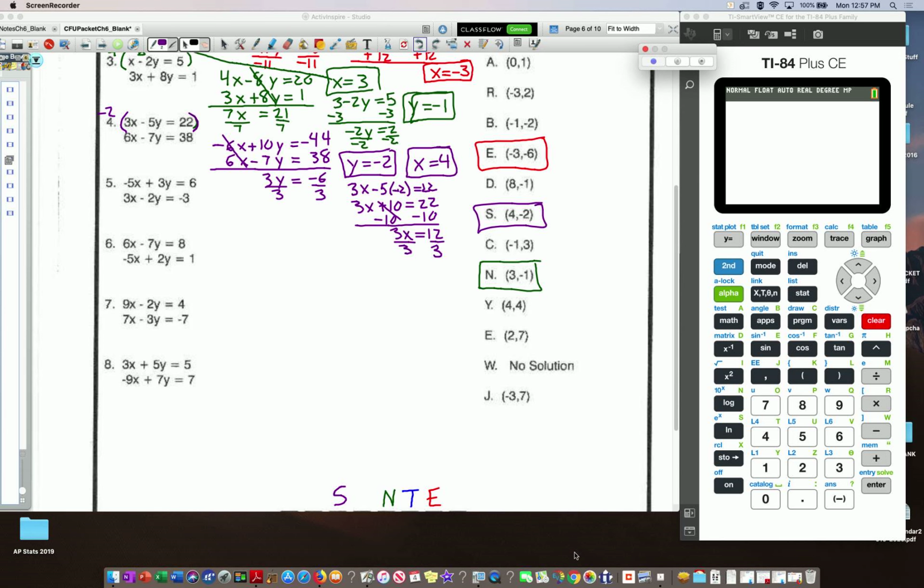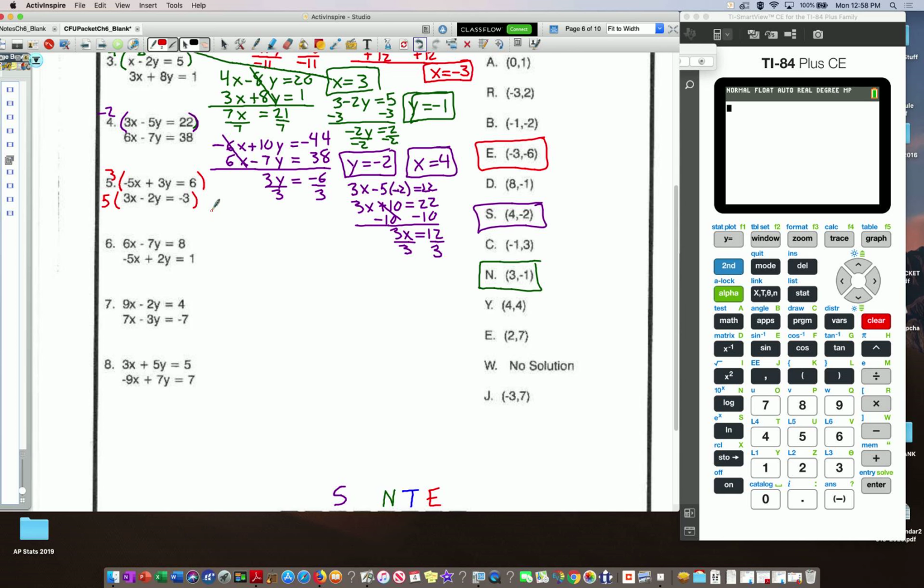All right, so number 5, we're already halfway done here. Now this one gets a little more challenging because I don't think we really had many of these. Notice how 3 doesn't go into 5 nicely and negative 2 doesn't go into 3 nicely. So a lot of times on a problem like this, what you can do is multiply and make both of them opposites. For instance, I can multiply the first equation by 3 and the second equation by 5. When I do that, the first one becomes negative 15x, and the second one becomes positive 15x.